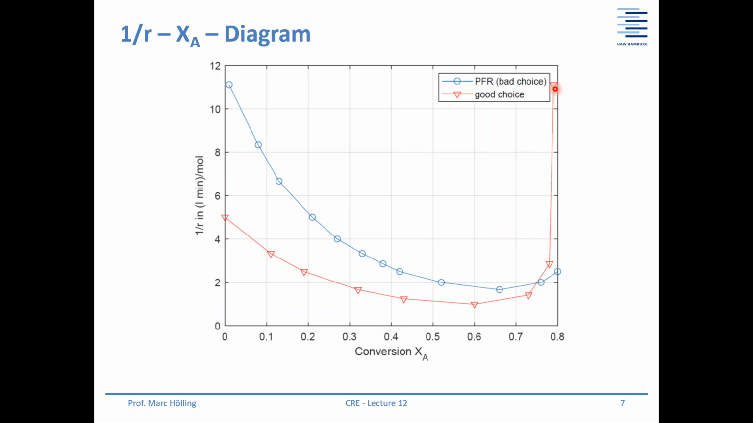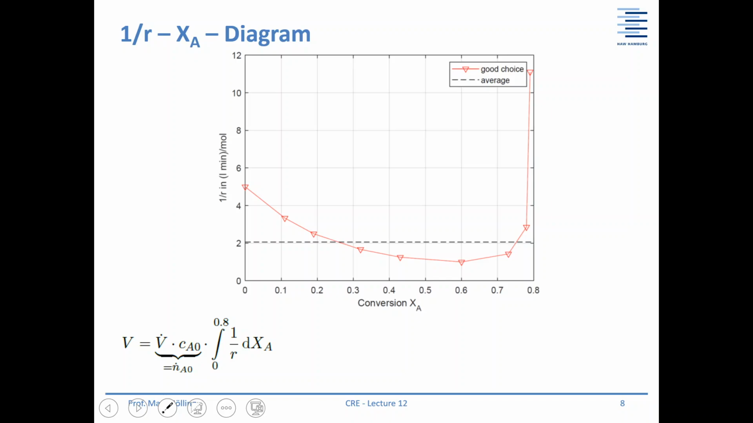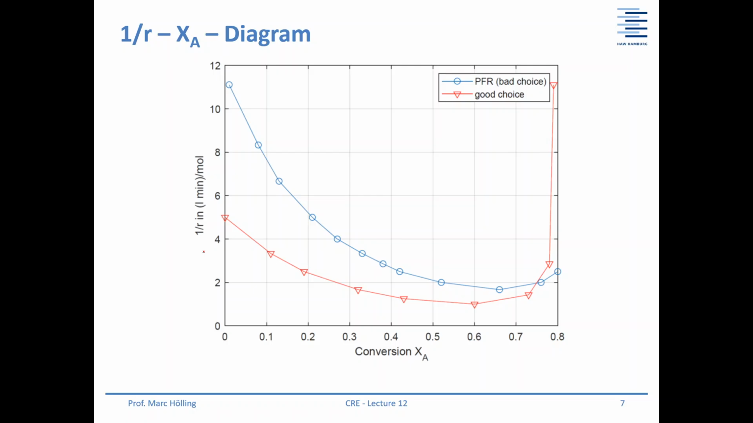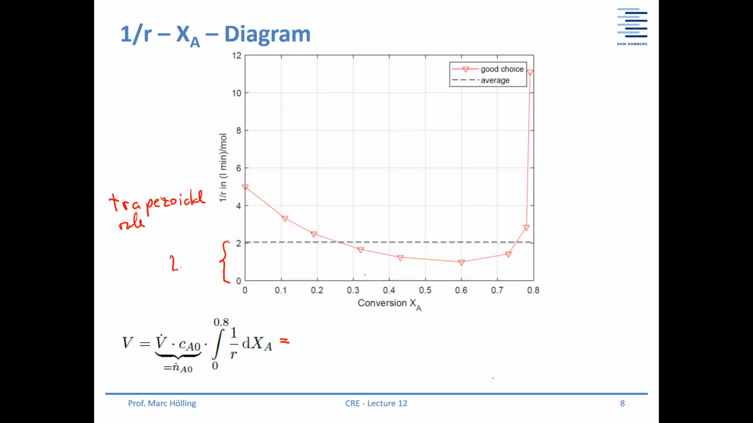Okay, but how can we find out what's the volume of our plug flow reactor? For this, we have to solve the integral, and you can do it with the trapezoidal rule. If you calculate it with the trapezoidal rule, then you will find out that this area here should be a size of 2.061.